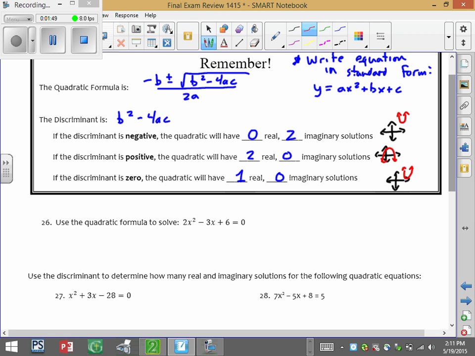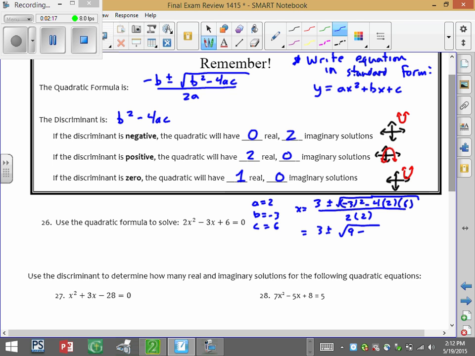So using the quadratic formula, solve this equation. We've already got it in standard form, so a is 2, b equals negative 3, and c equals 6. Let's plug it into the formula. So opposite b, so x equals opposite b plus or minus the square root of b squared, so negative 3 squared minus 4 times 2 times 6, over 2 times a.